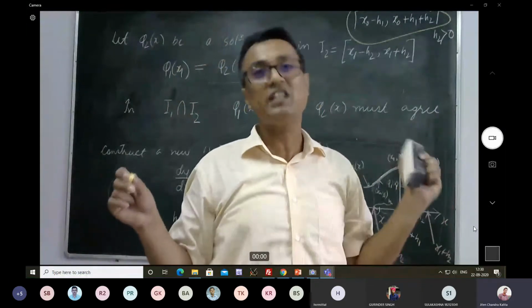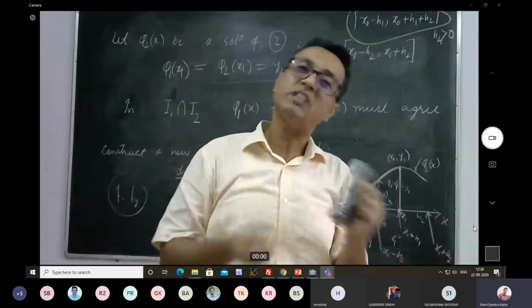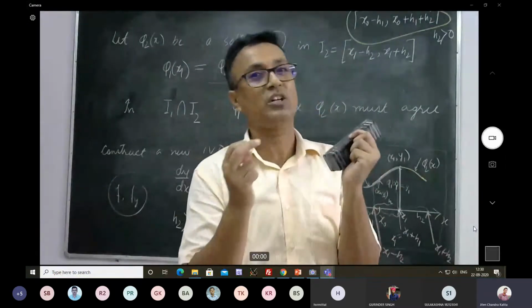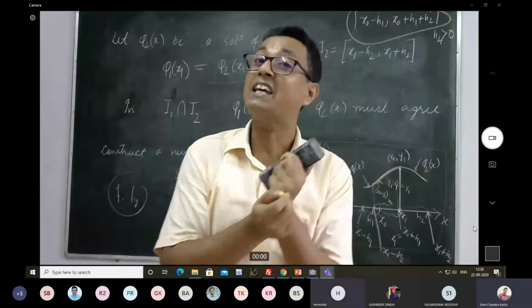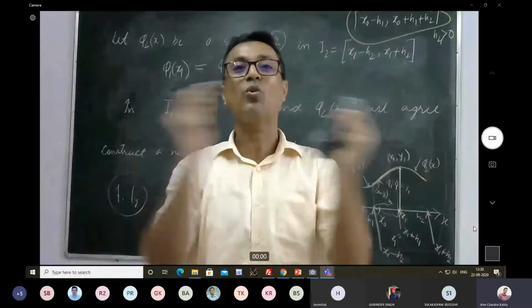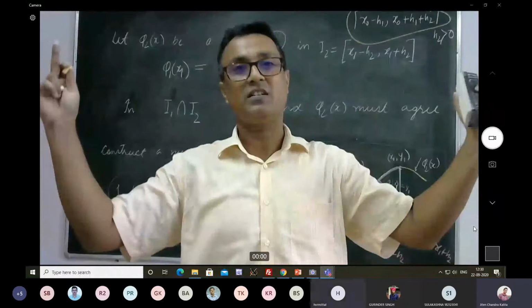Had they not agreed in the interval, what would have happened? I could still get two different solutions in those two separate intervals, right? But I cannot get the same solution over the entire bigger interval. Is it okay?